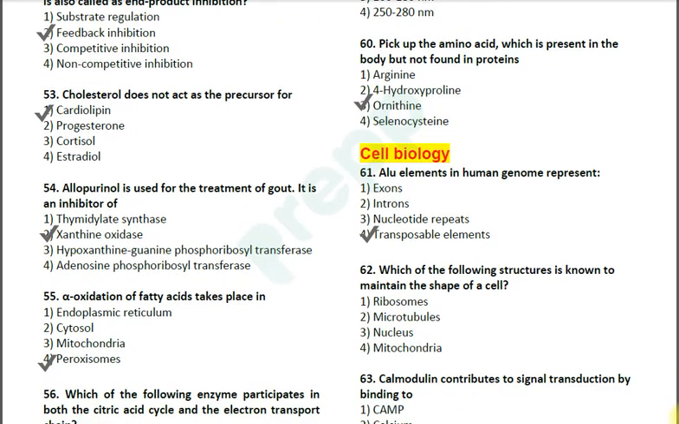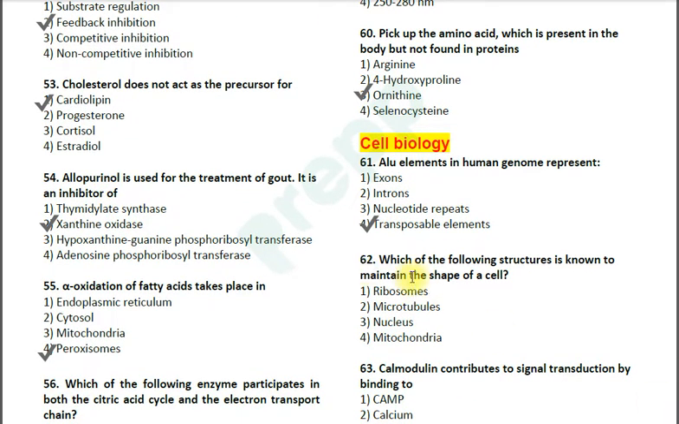Question number 62, a very simple question. Hope you will guess the correct answer. The question number 62 says, which of the following structures is known to maintain the shape of a cell?